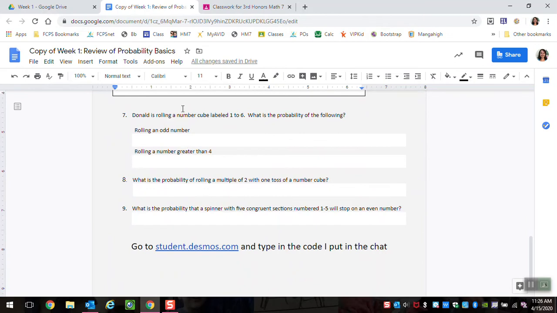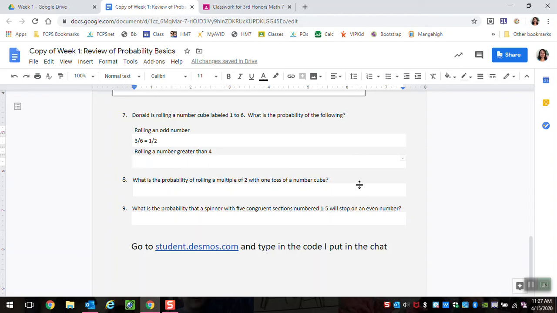All right. Donald is rolling a number cube labeled 1 to 6. What is the probability of the following? Rolling an odd number. So let's see. If he's got a number cube, he's got 1, 2, 3, 4, 5, 6. Well, 1, 3, and 5 are odd numbers. So that's 3 out of the 6 faces that are odd. So that simplifies into 1/2.